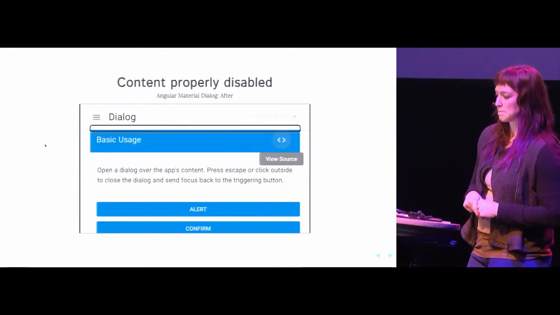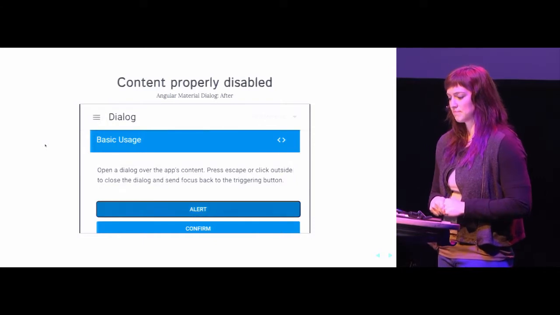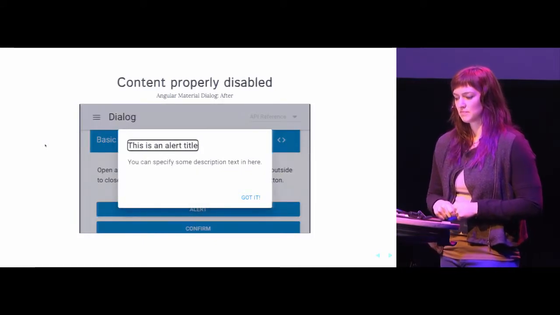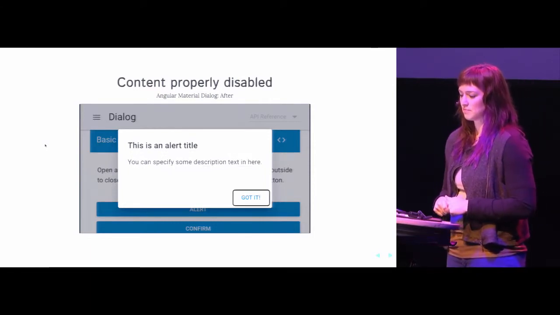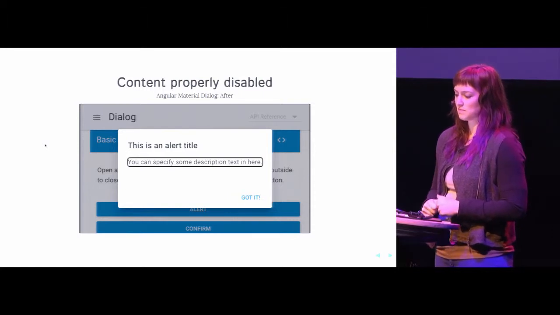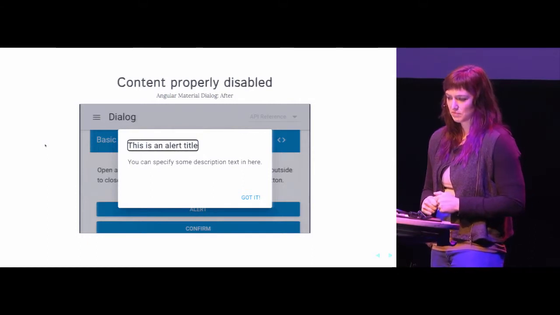Source, button, edit on code pen, open a dialog over the app's content. Press alert, button. Alert, this is an alert title. Heading you can specify some description text in here. Got IT, button. So I'm at the end, I'm going to go backwards. You can specify some this is an alert title.